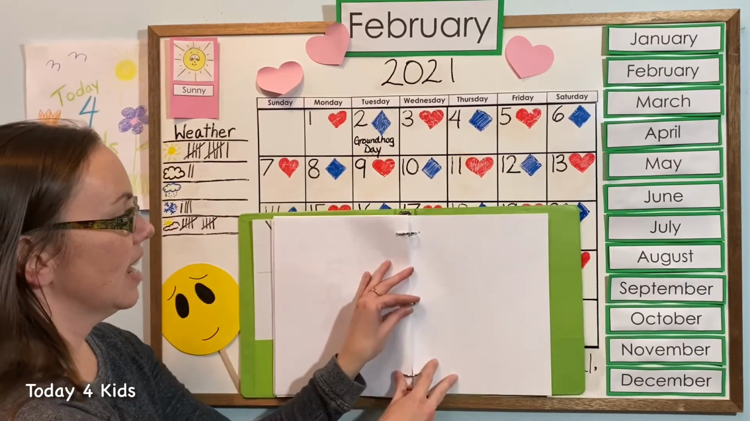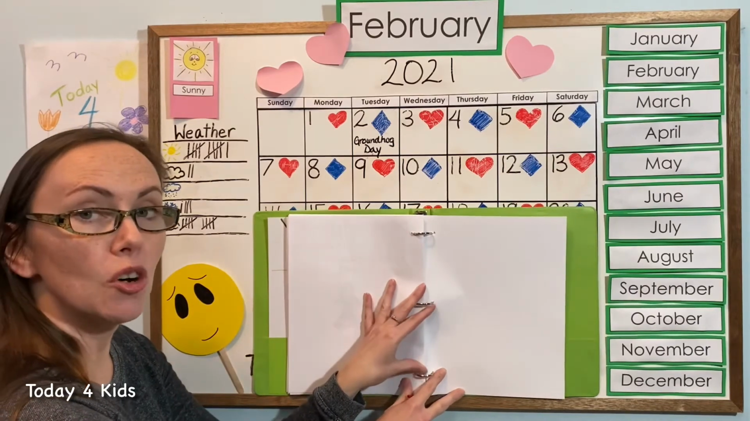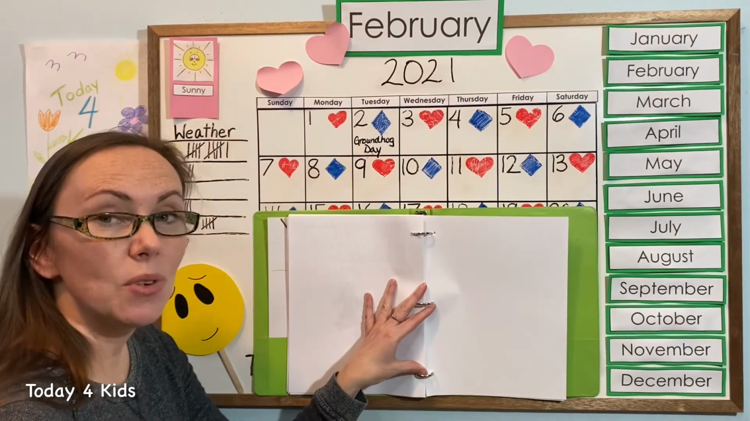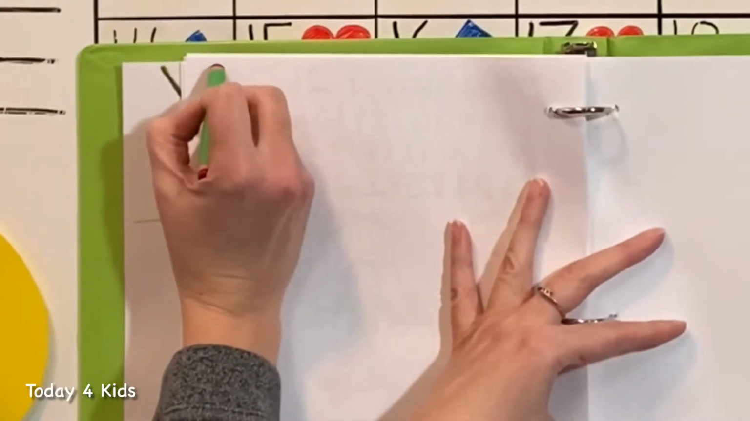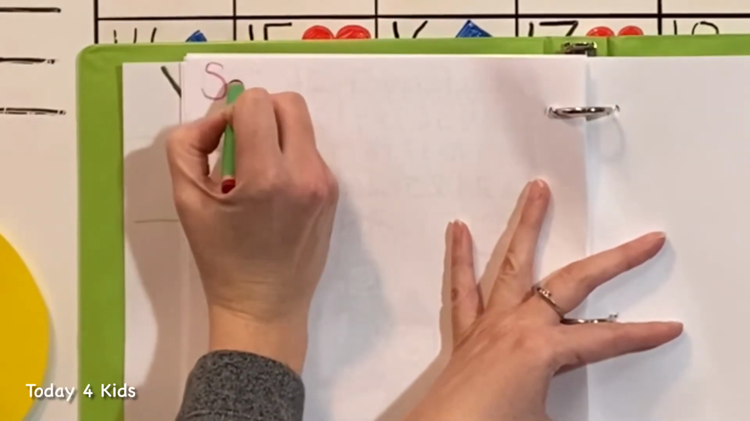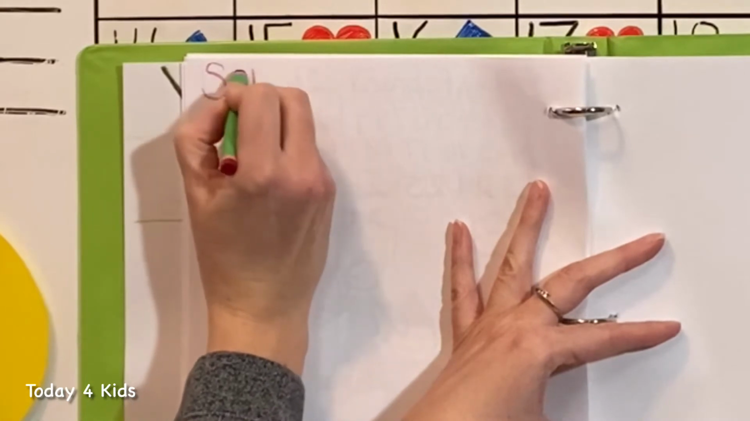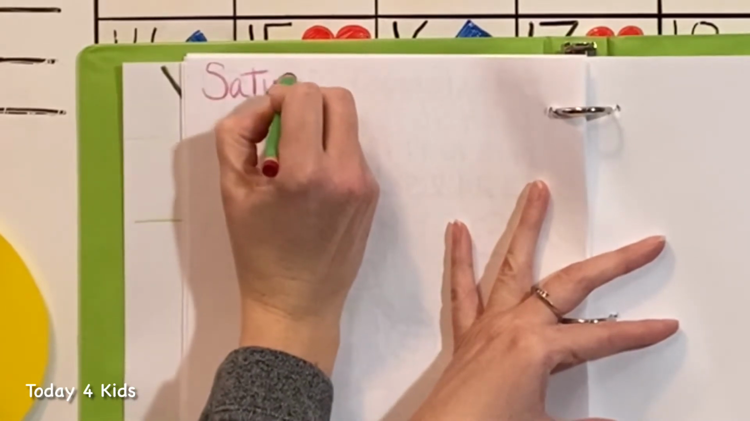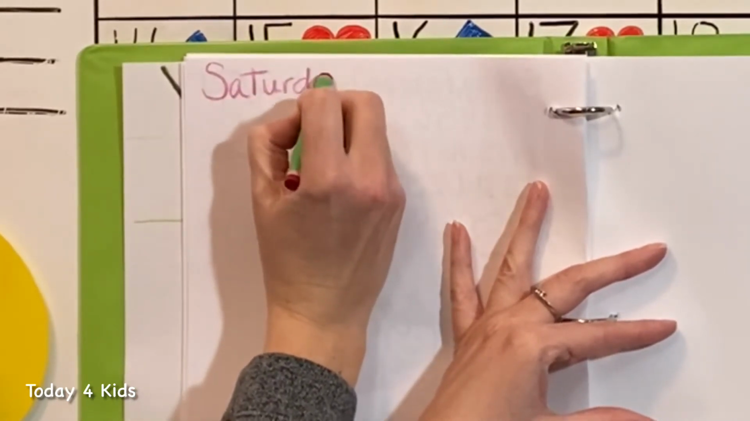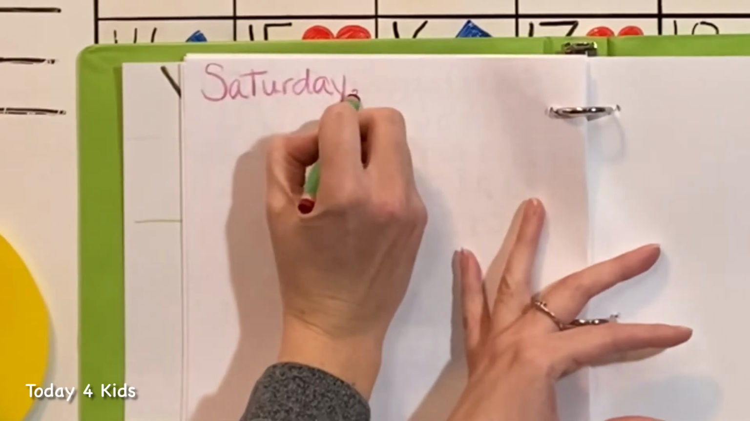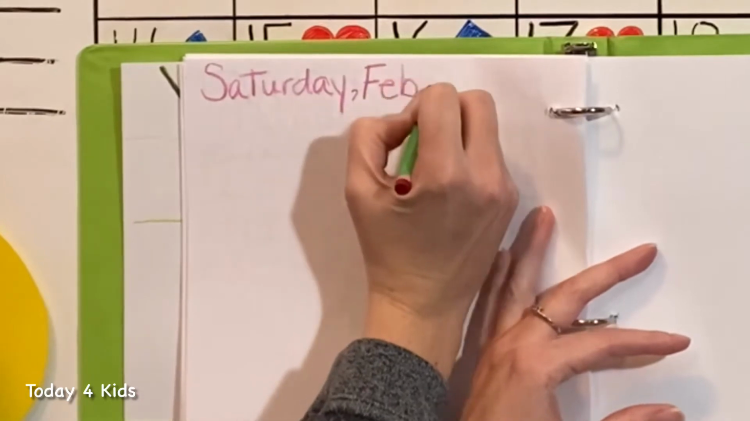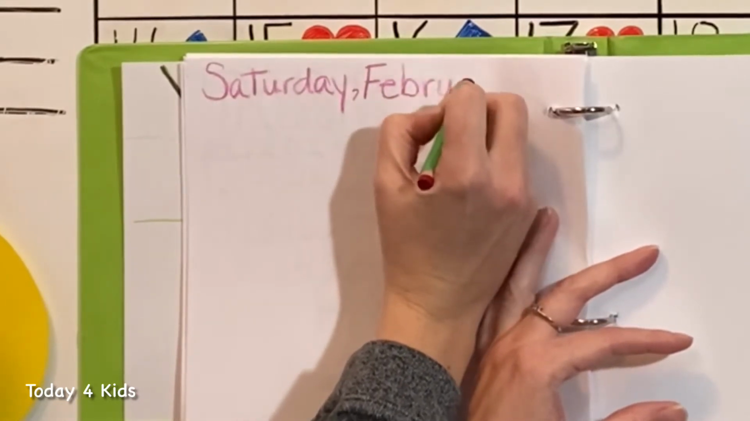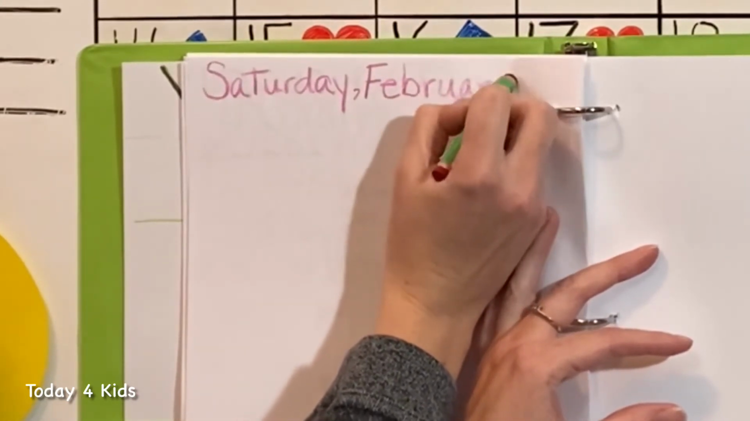And today is Saturday. And so you can practice with me on your paper, or you can just say it along with me as I go along. Are you ready? We'll start with a capital S for Saturday because it's the name of the day. A, T, U, R, D, A, Y, comma, February, capital F, E, B, R, U, A, R, Y.